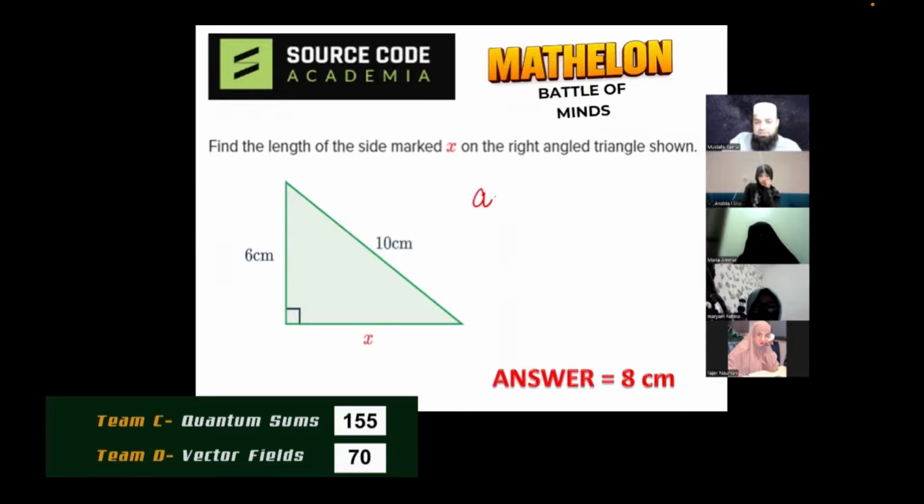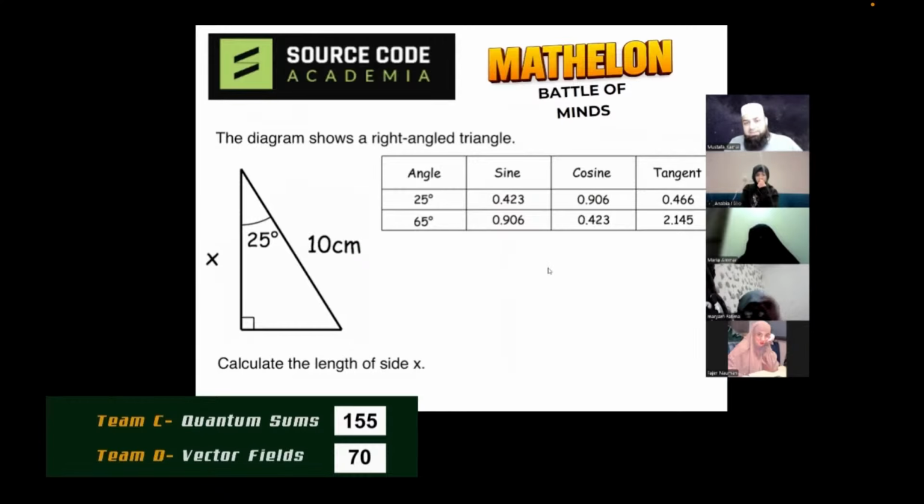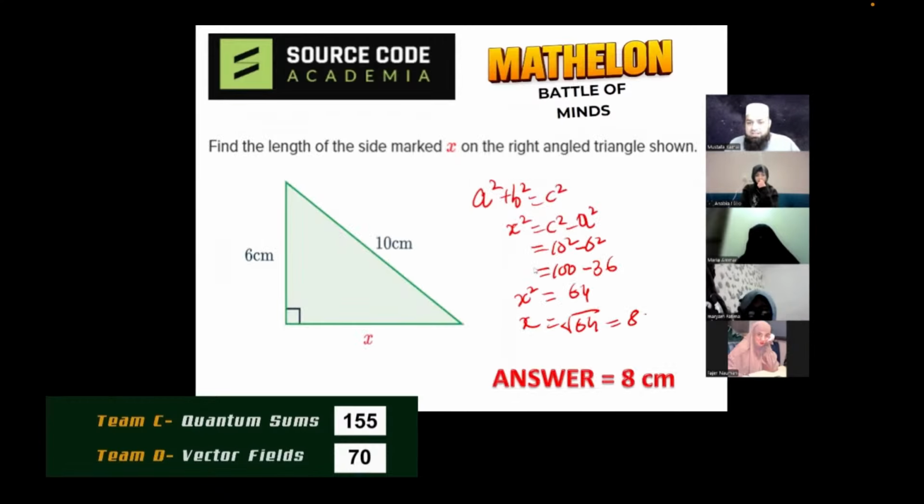According to the Pythagoras theorem, a square plus b square equals c square, so x square is equal to c square minus a square, which is equal to 10 square minus 6 square. That is 100 minus 36, which is equal to 64. So if x square equals 64, x would be equal to root of 64, that is equal to 8. Well done. Okay, the next question is on your screen.